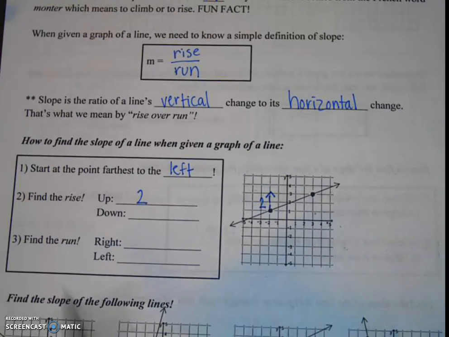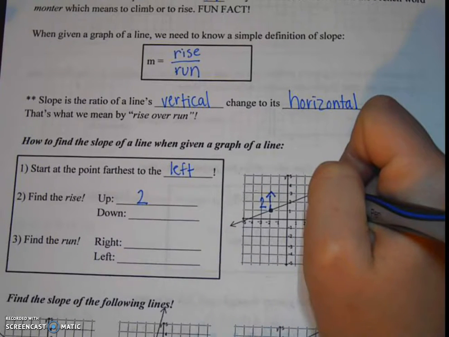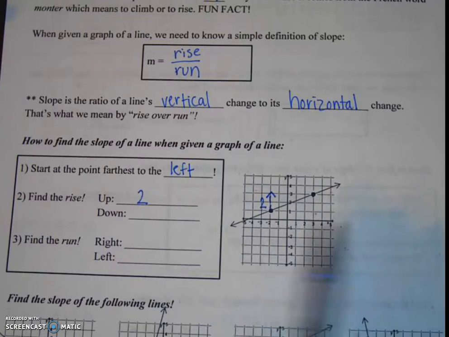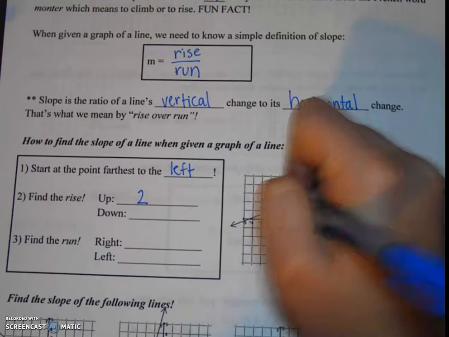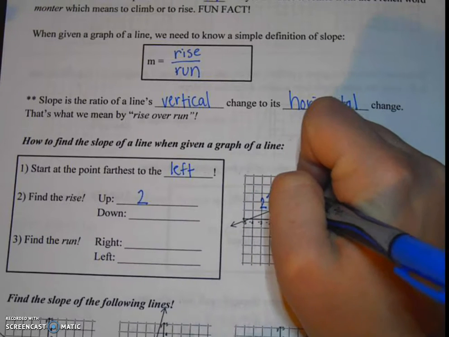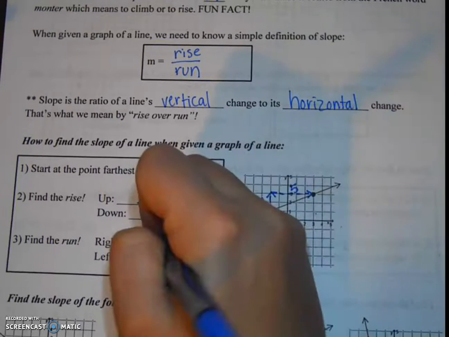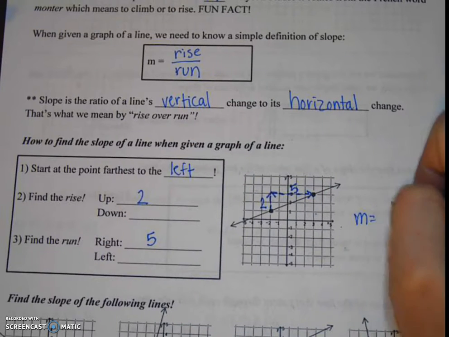Now we have to find the run, and we have to find out if we're going left or right. So I'm going to go ahead and look, and it looks like we're going right because our point is this way, which is to the right. So now I'm going to count, and that's 1, 2, 3, 4, 5 boxes to the right. So that means my slope is m equals 2 over 5.